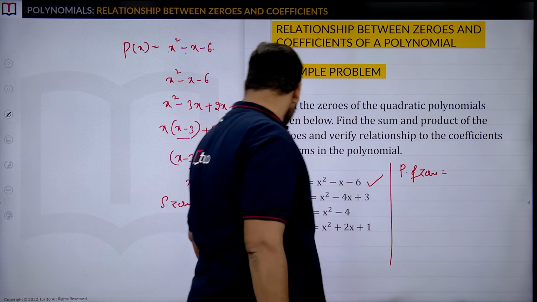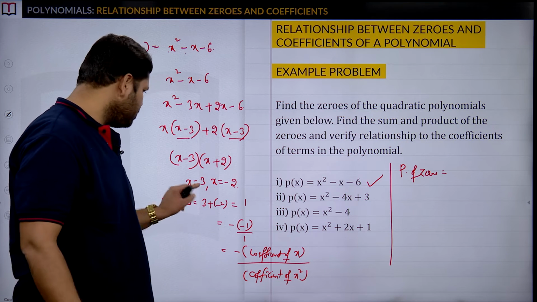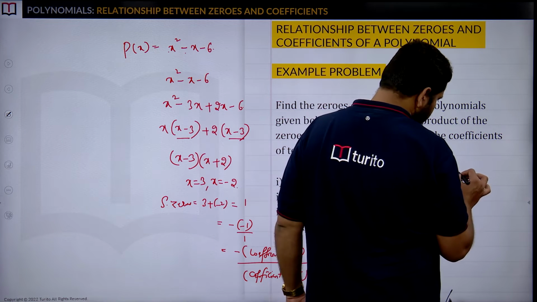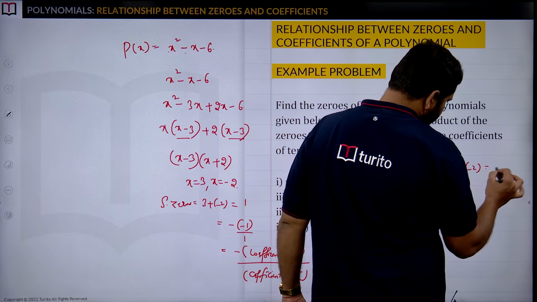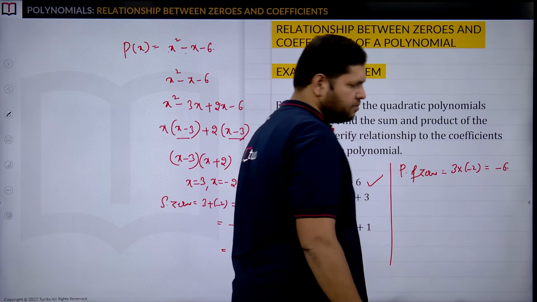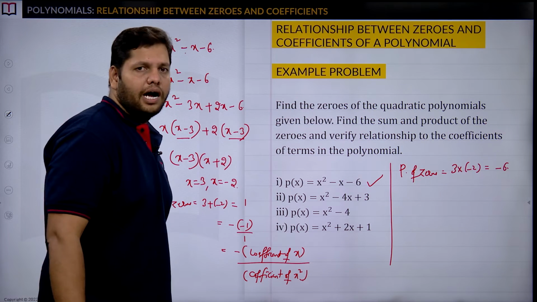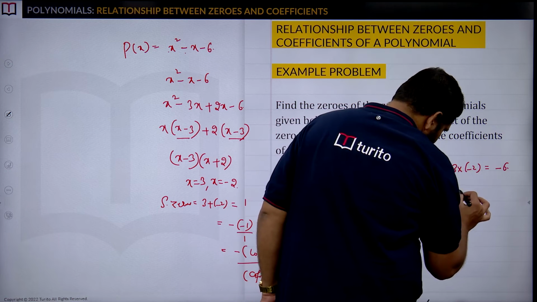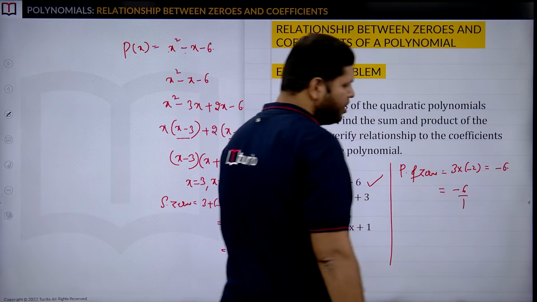So product means, what is the first zero, children? First zero is 3 and second zero is minus 2. So product means 3 into minus 2, answer is minus 6. And children, this minus 6 I am writing as minus 6 divided by 1.